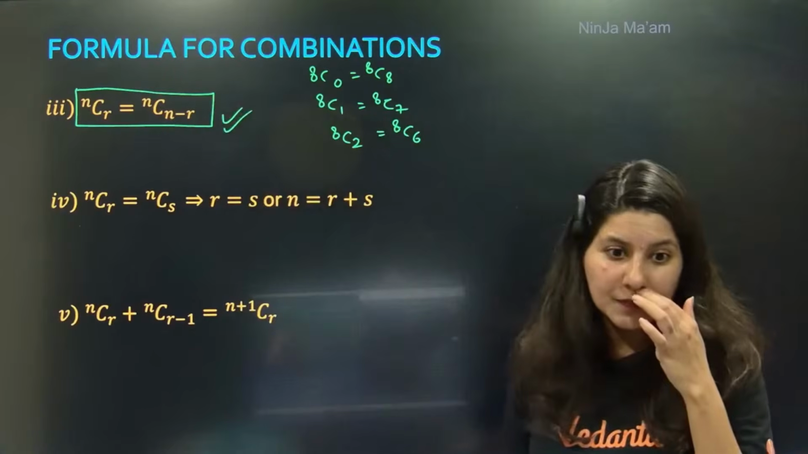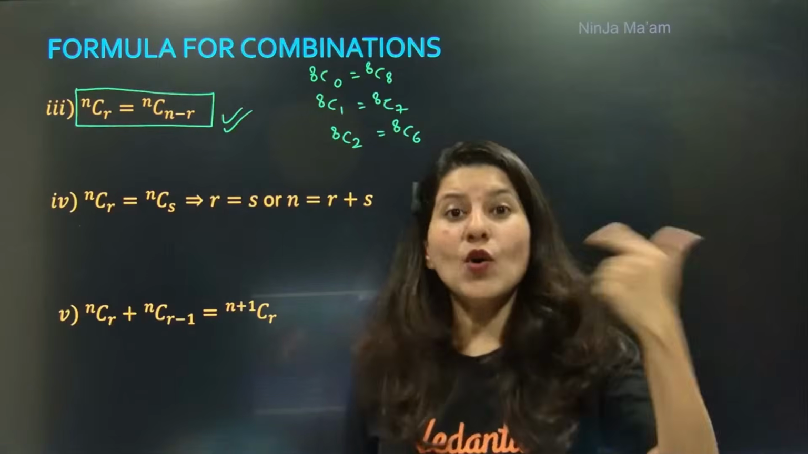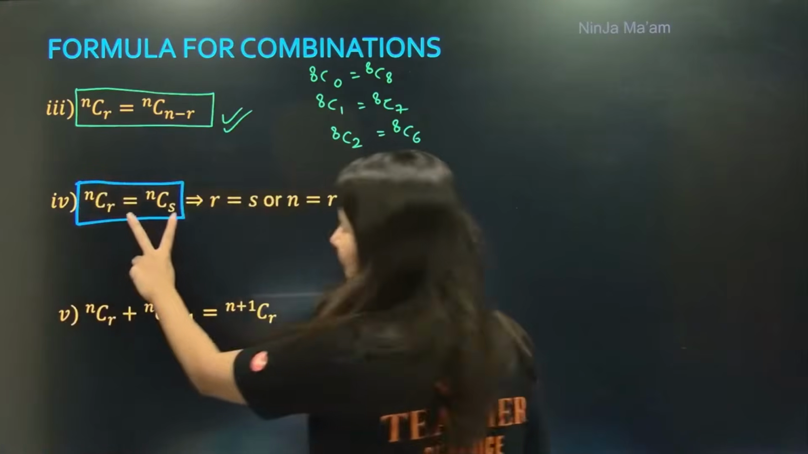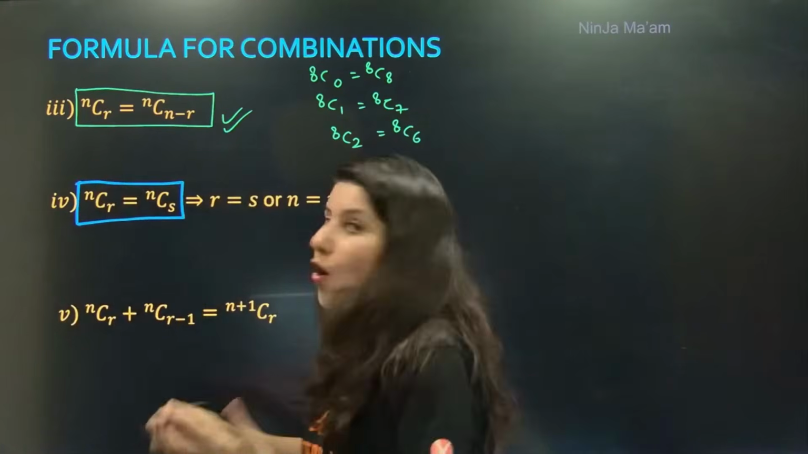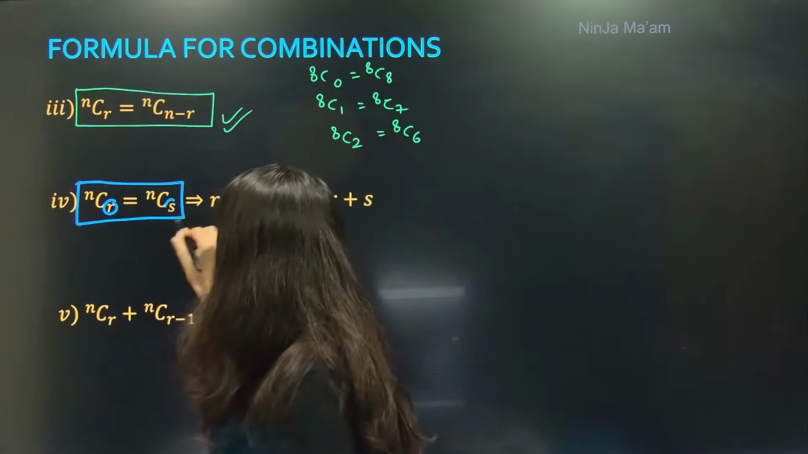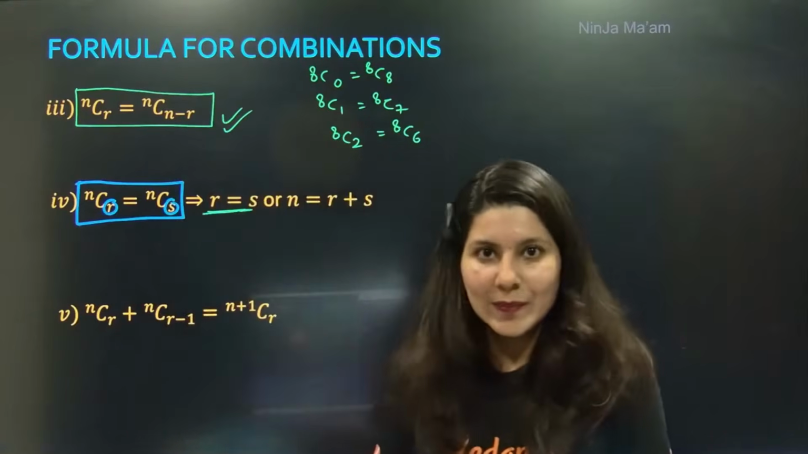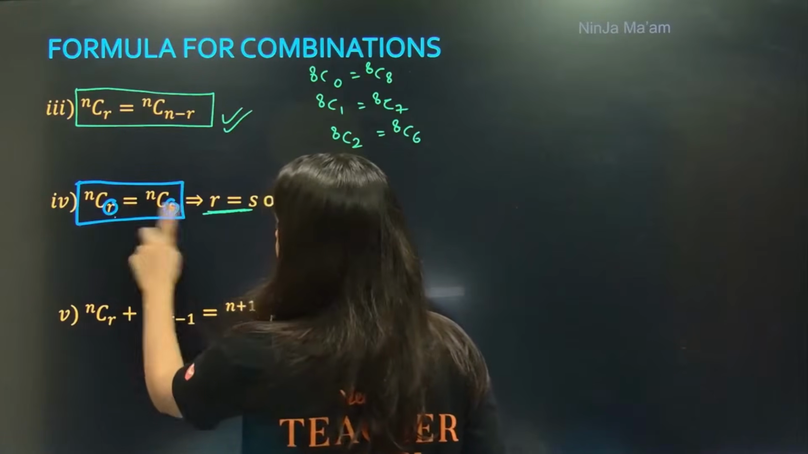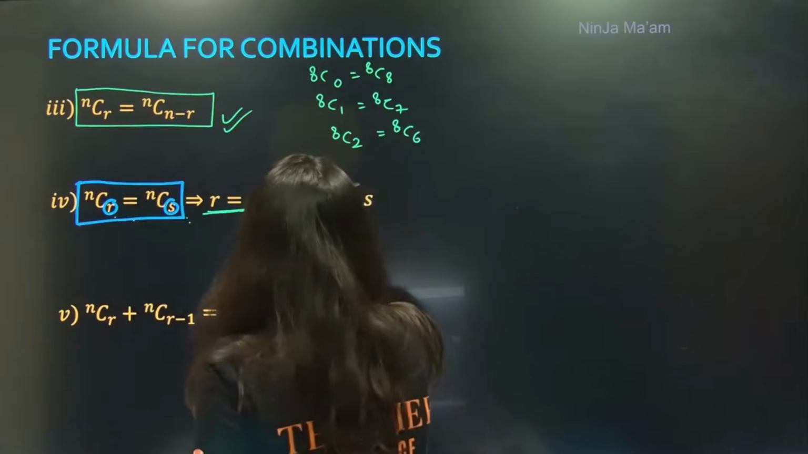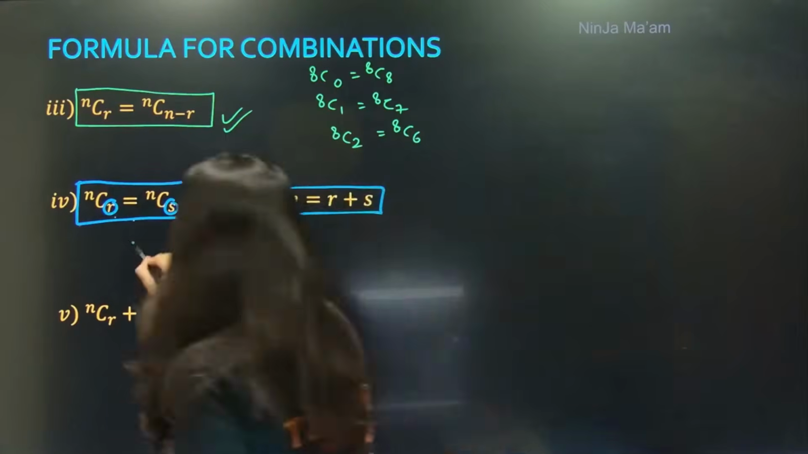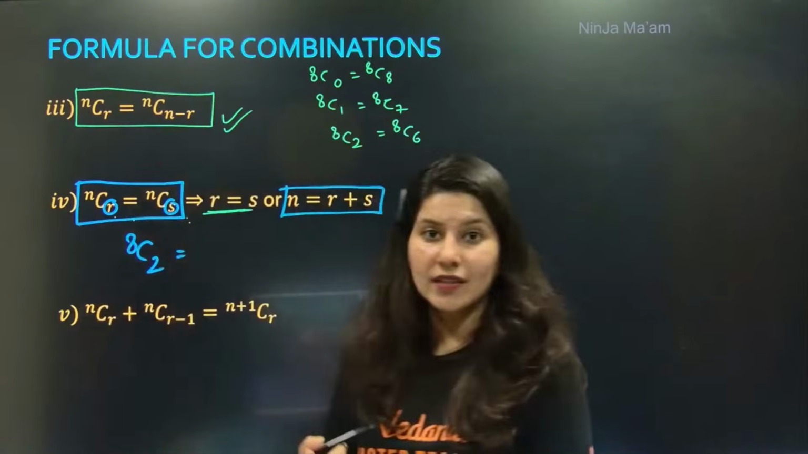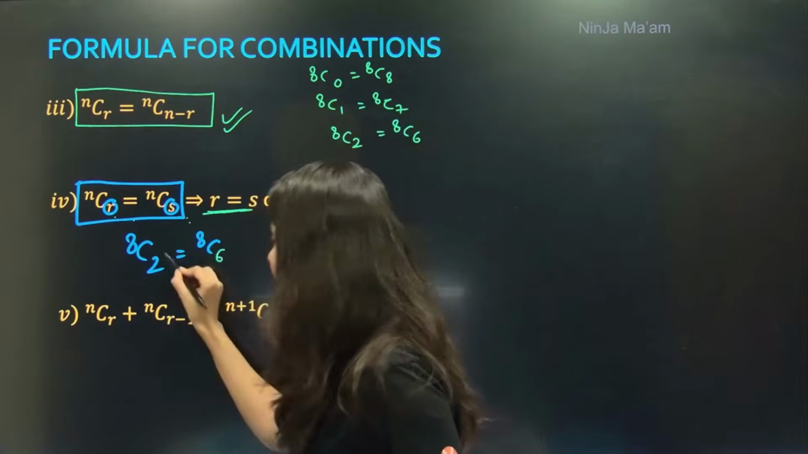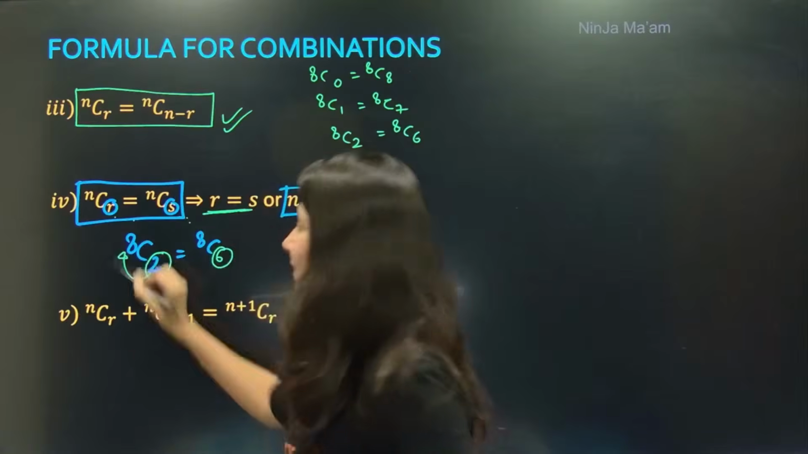One more way of looking at it is nCr and nCs. These two will be equal when, obviously, r and s are equal. But if r plus s gives you n, then it is also possible. Let me tell you. See, 8C2 will be equal to what? Ma'am, 8C6. Because 2 plus 6 is 8.